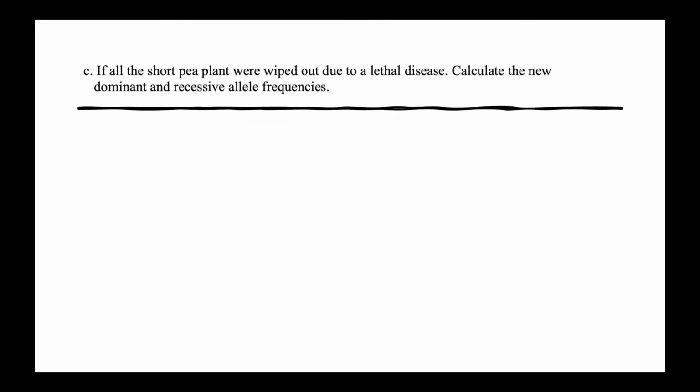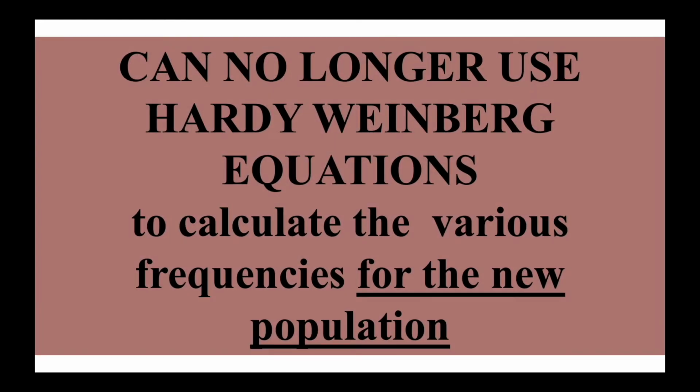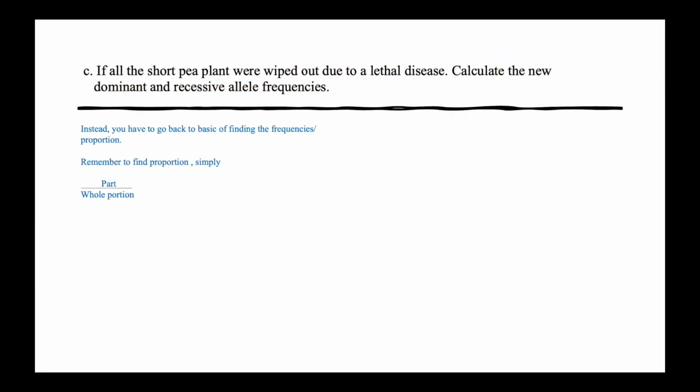The next question says, if all the short pea plant were wiped out due to a lethal disease, calculate the new dominant and recessive allele frequencies. This situation indicates that natural selection has happened. So in this case, you can no longer use Hardy-Weinberg equations to calculate the various frequencies for the new population. Instead, you have to go back to basic of finding the frequencies or proportion. Remember that to find proportion, we simply divide part to the whole portion.